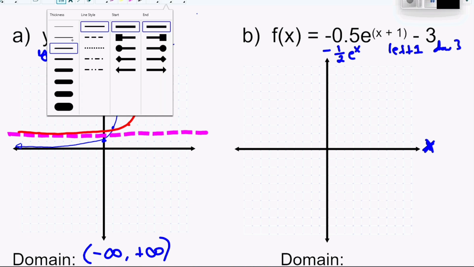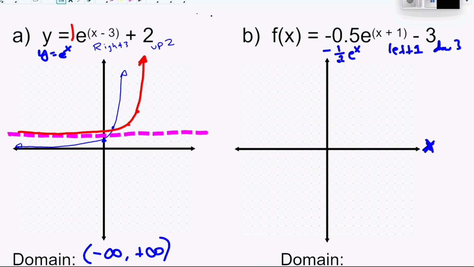And originally, you might want to think like a times b to the x, just like we had with our normal exponents. My a here is negative 1/2. So I need the point 0, negative 1/2. 0 and negative 1/2 will be right there, as well as 1 comma negative 1/2 times e. And you can use the calculator for that.